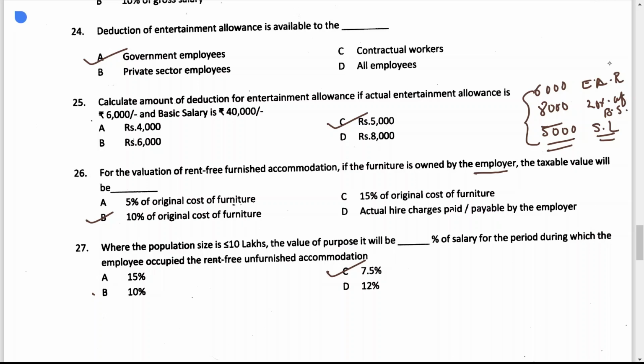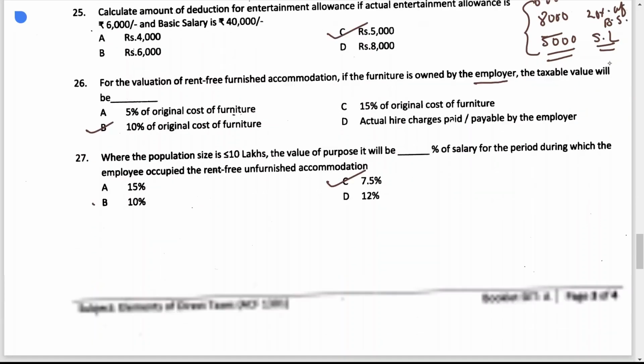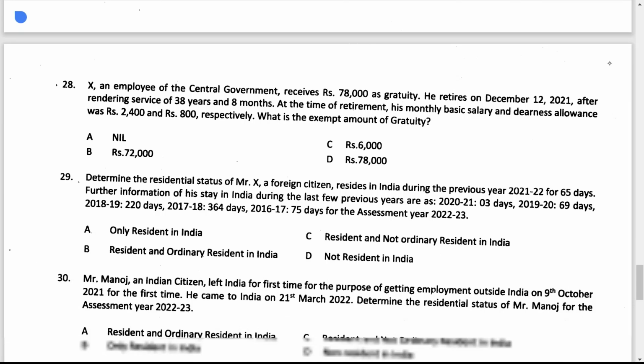of rent-free unfurnished accommodation. Now next one, X, an employee of the central government, receives 78,000 gratuity. He retires on December 12, 2021 after rendering service of 38 years and 8 months. At the time of retirement, his monthly basic salary and dearness allowance was 2,400 and 800 respectively. What is the amount of exempt amount of gratuity? So here, gratuity is received by central government employee. So if it is received by central government employee, then whole amount is exempt.